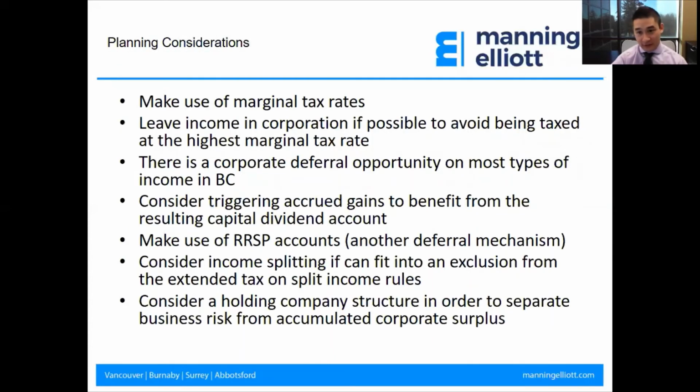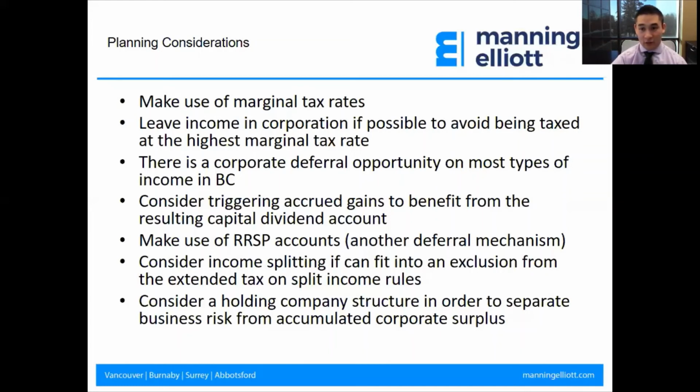So what are some planning considerations that you can take away from this for 2020? Well, number one is to make use of the marginal tax rates. The premise of integration is based on income being taxed at the highest marginal tax rate. So until you're receiving income over and above the $210,000 range, you have access to marginal tax rates, and a lot of this discussion is not valid because the deferral opportunities are a lot less because the income is being taxed at those rates that Graham had shown earlier.